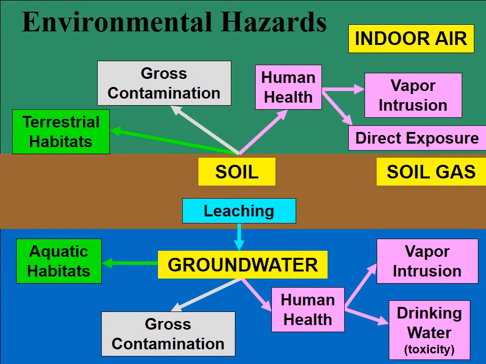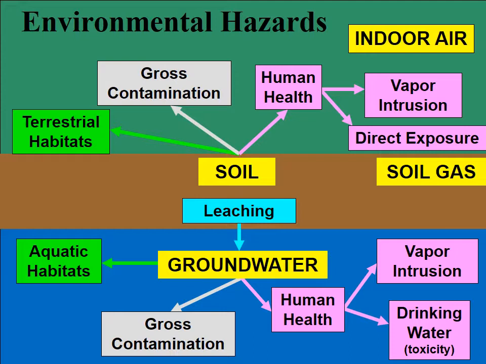It's just a summary of the same environmental hazards we just discussed. So for contaminated soil, you see in pink, I highlighted the human health concerns for direct exposure to contaminated soil or vapor intrusion overlying buildings. If the soil is contaminated with volatile chemicals, you could have leaching of contaminants from soil, gross contamination again, especially for petroleum, and impacts to terrestrial habitats, ecotoxicity.